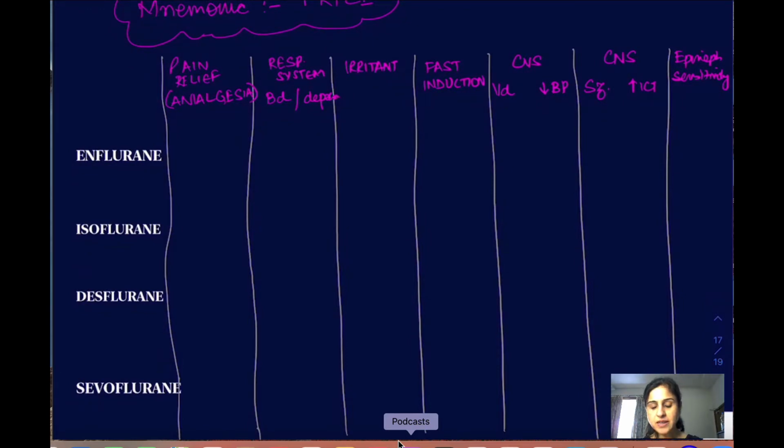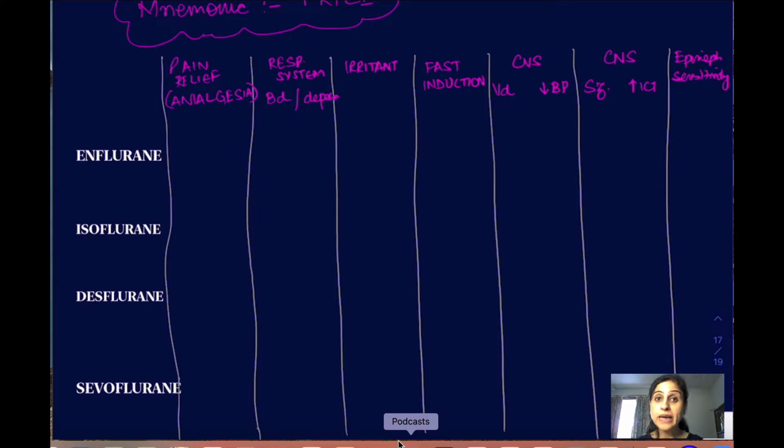Now, they have certain properties which are important for all of them. Some of them have those properties, some do not, and it is difficult to remember which. So I have made a table of the important properties. If you remember that table, you will know which anesthetic has what property. For the properties to remember, you can use the mnemonic PRICE.